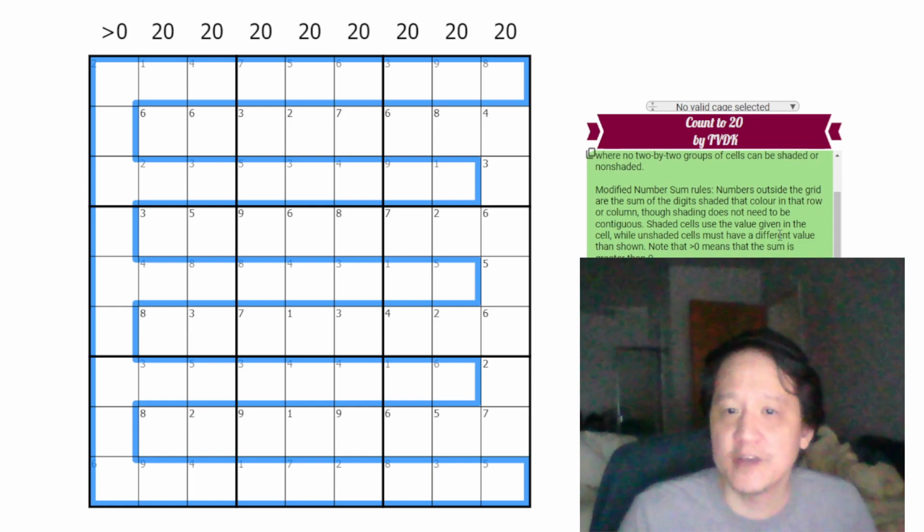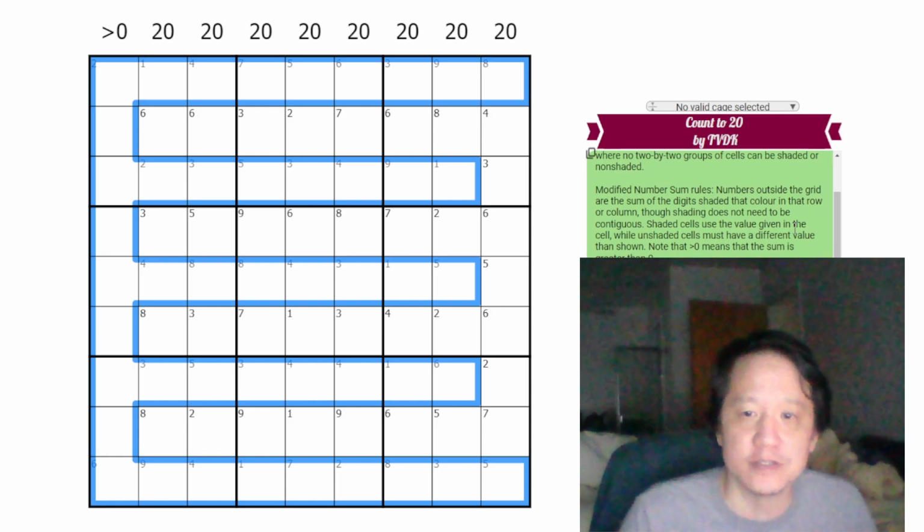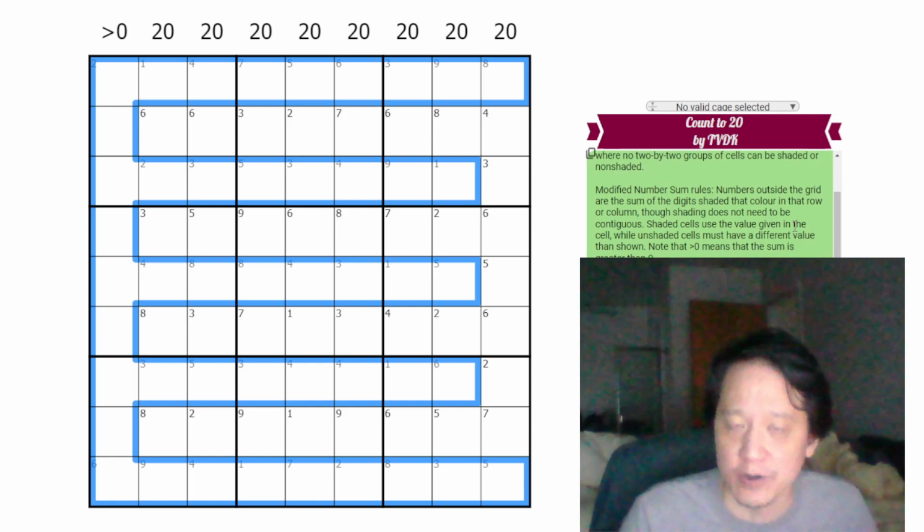Okay, modified number sum rule. Numbers outside the grid are the sum of the digits shaded that color in that row or column, though shading does not need to be contiguous. Shaded cells use the value given in the cell, while unshaded cells must have a different value than shown. Note that greater than 0 means that the sum is greater than 0.